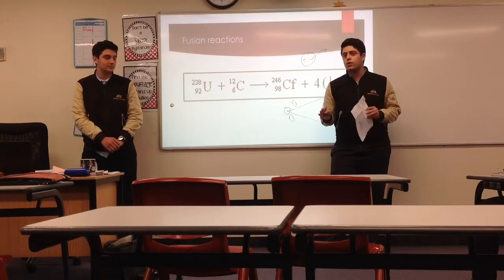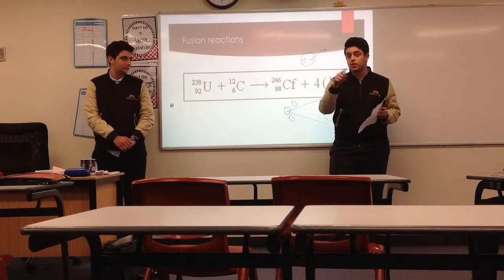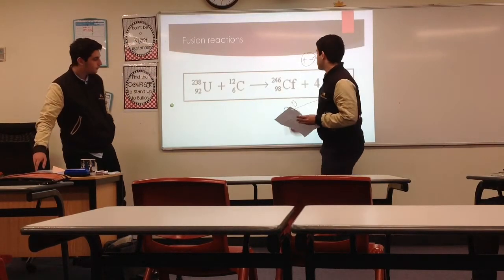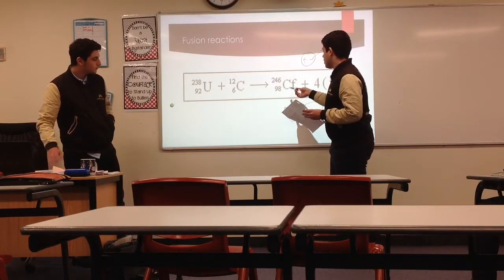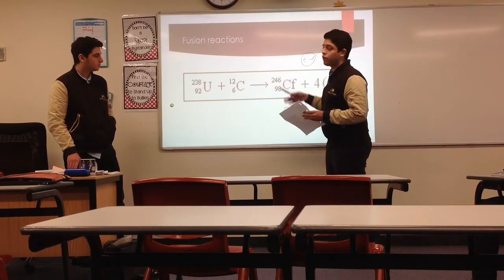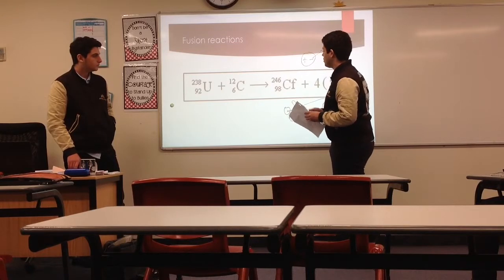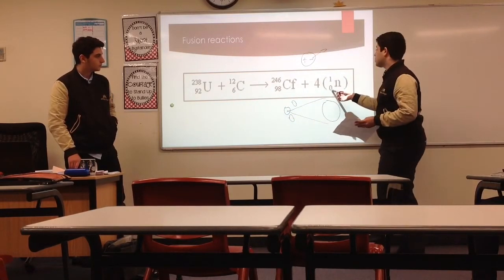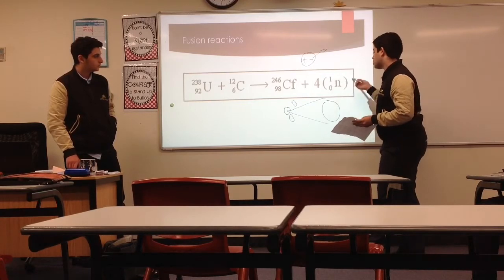All we need to know is that they are being flung at extremely high speeds due to the particle accelerator. Once that happens, it produces a Cf transuranic element, which is extremely large. As you can see, it has 246 neutrons and protons overall, and 98 protons. It will also produce a byproduct of 4 neutrons.